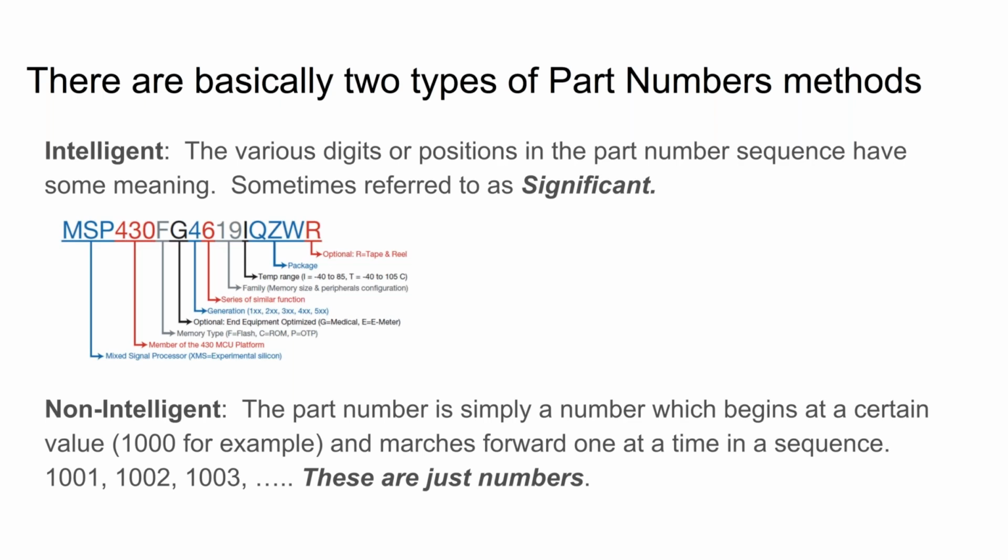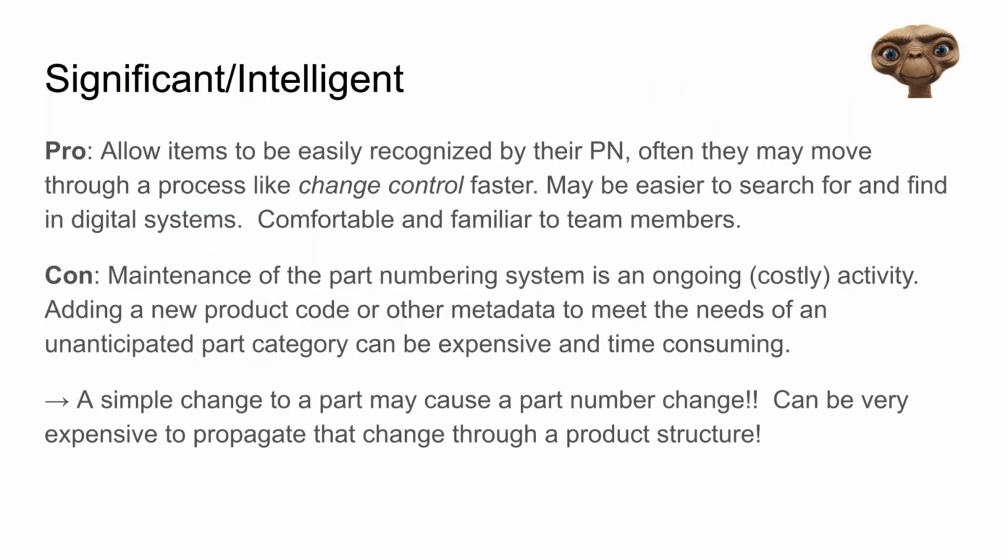The counter to that is the non-intelligent part number, sometimes referred to as dumb part numbers. They typically start at a particular sequence. In my example there, they start at 1,000 and they just march forward as we add new parts to the company, to our processes. We just take the next number in a sequence. There are plenty of numbers available to us, and we just take the next one.